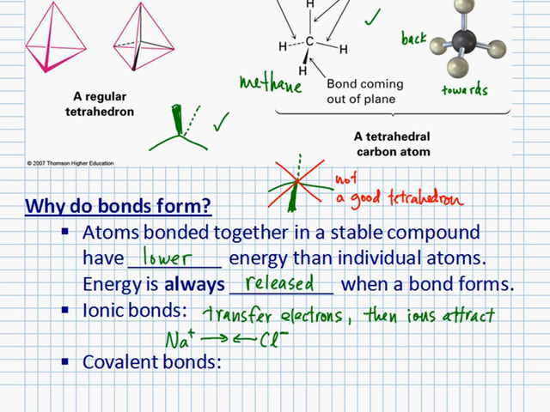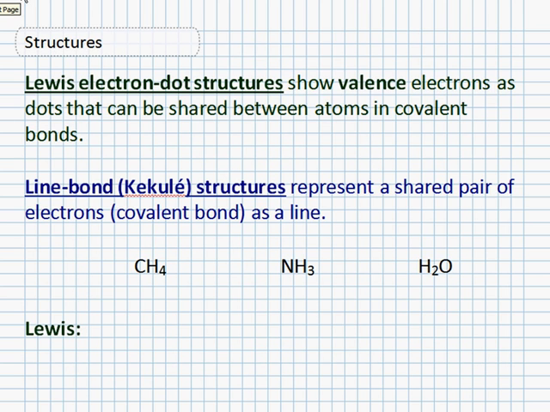Okay? In a covalent bond, electrons are shared. So where I have a hydrogen with its one electron, we'll share that one electron with another hydrogen, so that each of those hydrogens now has access to two shared electrons. Okay? So let's talk a little bit more about how we can draw structures of these types of things and to indicate their bonding patterns and so on. So it turns out a Lewis electron dot structure will show valence electrons as dots that can be shared between atoms. Okay? And covalent bonds.